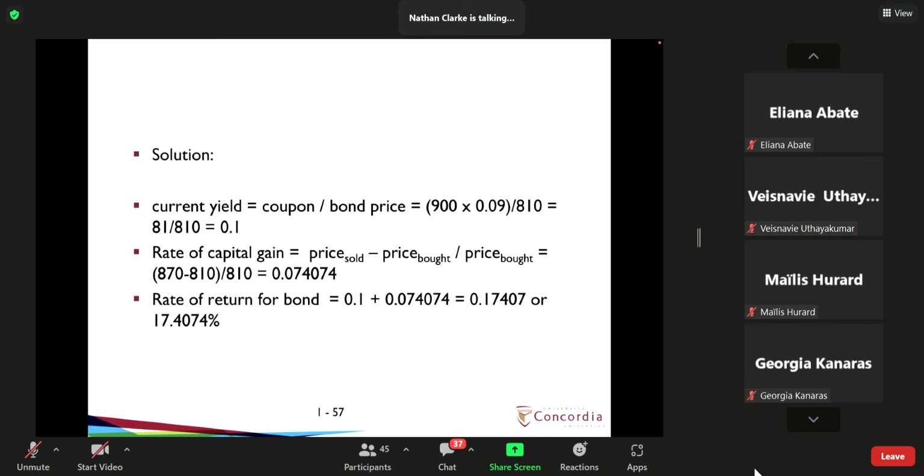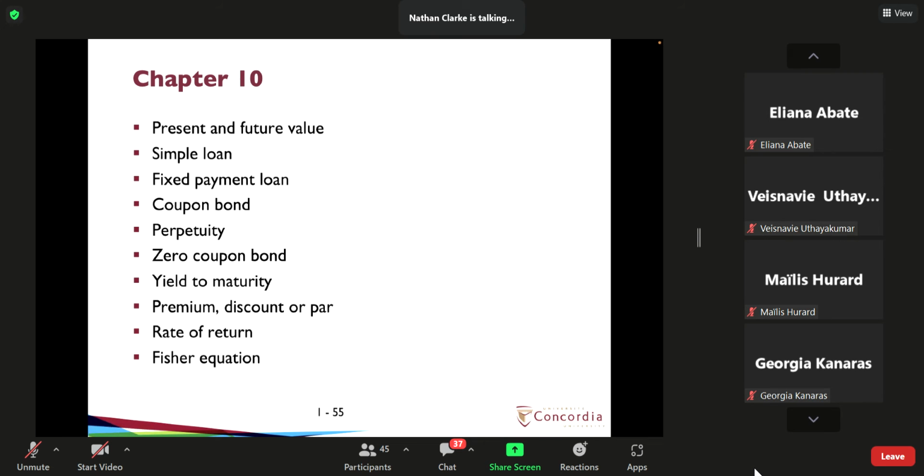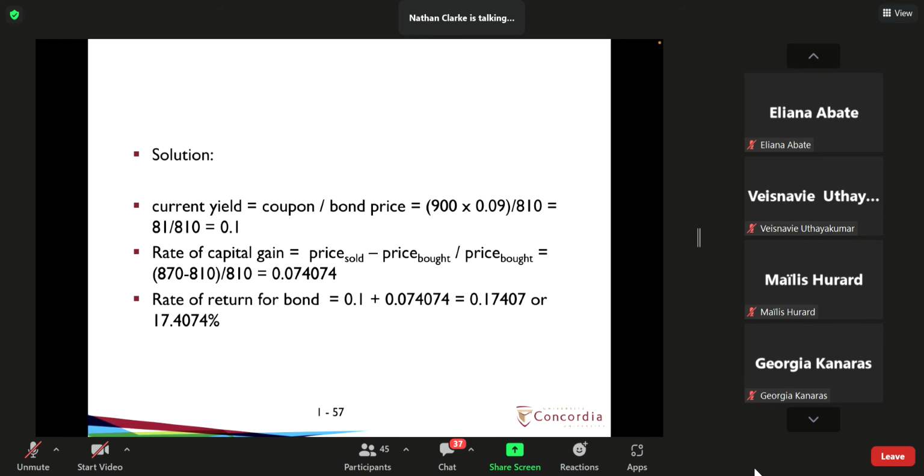Then your overall rate of return on your bond is just going to be the sum of your current yield and your rate of capital gains. So we've already calculated those two. So our overall rate of return is going to be about 17.4%. So yeah, again, I wouldn't stress about chapter 10. This is sort of the extent of the difficulty of the problems you're going to have. And your financial calculator, if you have one, can make some of these questions easier, but it's really not necessary. And that's why they give you more simple questions, because they don't expect everybody to have a financial calculator.